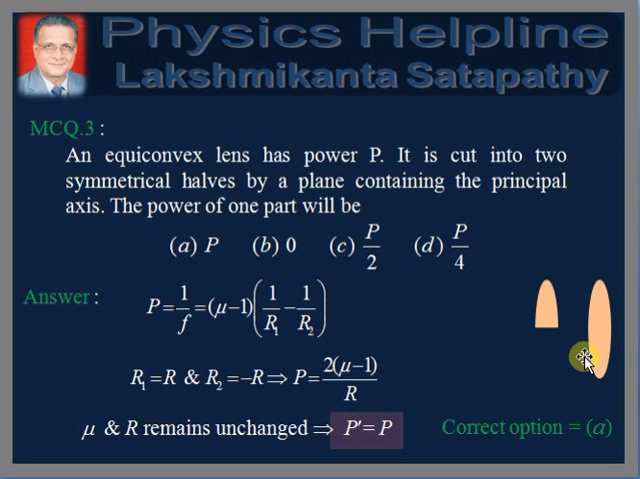Now, this is the full lens and this is one part. Now, when we cut the lens by a plane containing the principal axis like this, we observe that neither the value of mu nor the value of R undergoes a change. They remain unchanged. Therefore, the power of one part of the lens will also be equal to P. Therefore, we write P dash is equal to P, which is the answer to question 3. Therefore, the correct option is A.